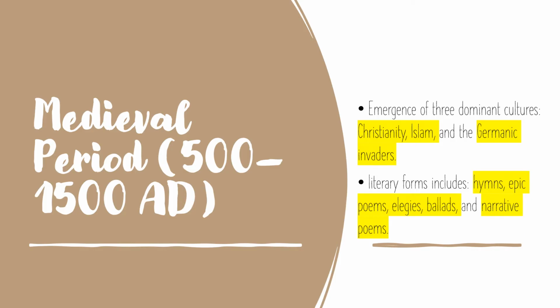The next period is the medieval period, which is from 500 to 1500 AD. The medieval period marked the emergence of the three dominant cultures. These are Christianity, Islam, and the Germanic invaders. The literary forms dominant in this period are hymns, epic poems, elegies, ballads, and narrative poems.